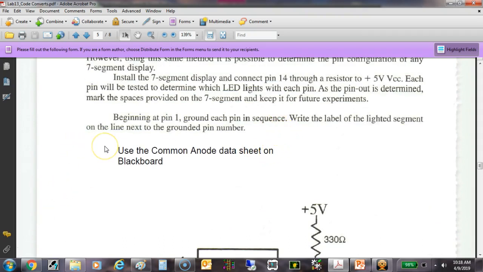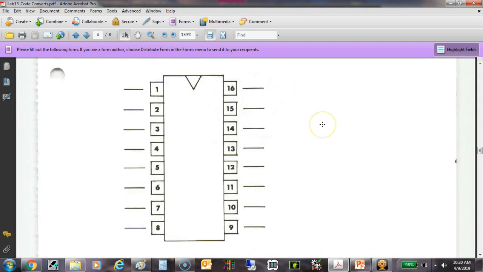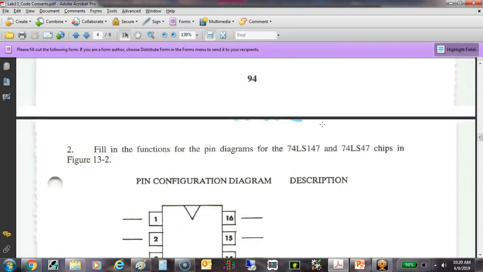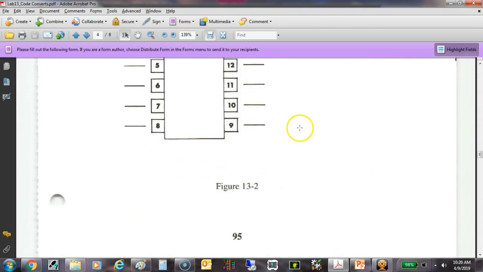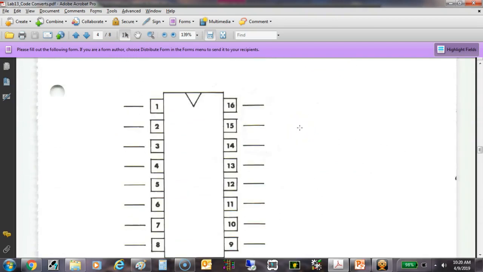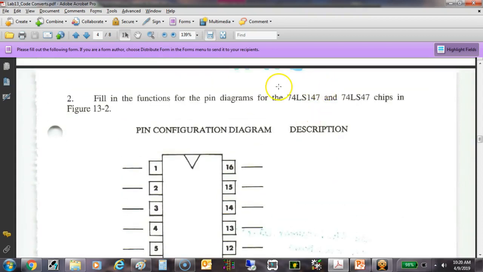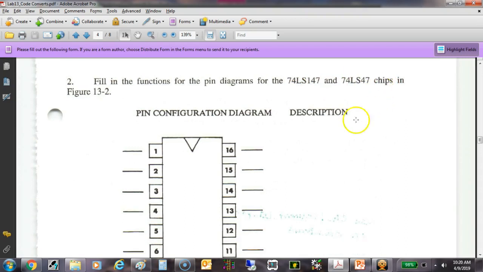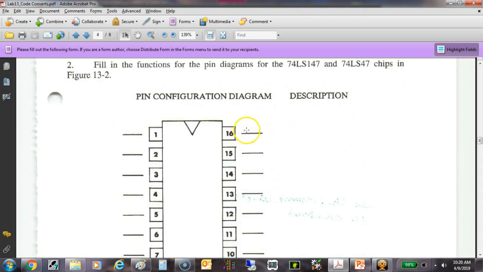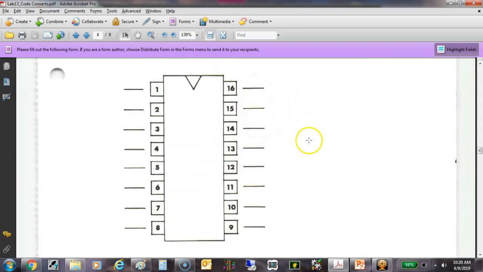Instead of you going to Blackboard this time, I'm just going to bring up the data sheet. On page 95, this is where we're going to do our pin out. It's asking for 2 pin outs, a 74LS 147 and a 74LS 47. I want you to do the 74LS 47 on top because it is the first circuit that we're going to hook up, and then we'll come back and do the pin out of the 74LS 147 later.